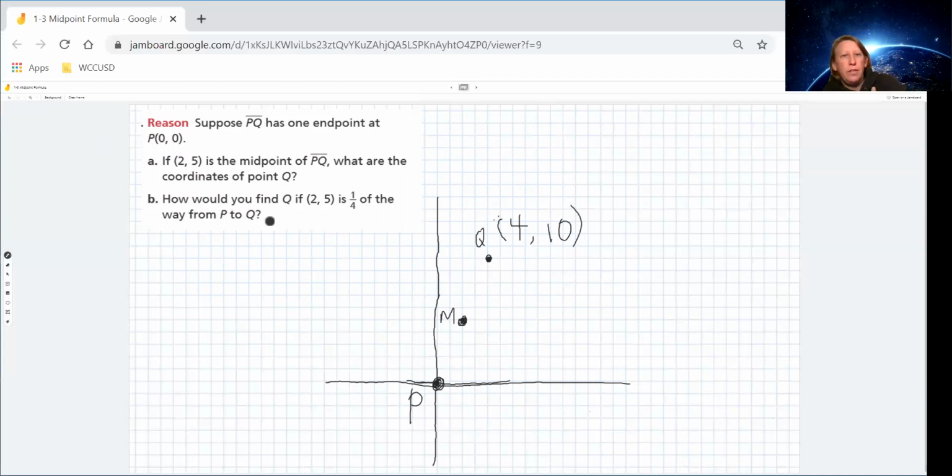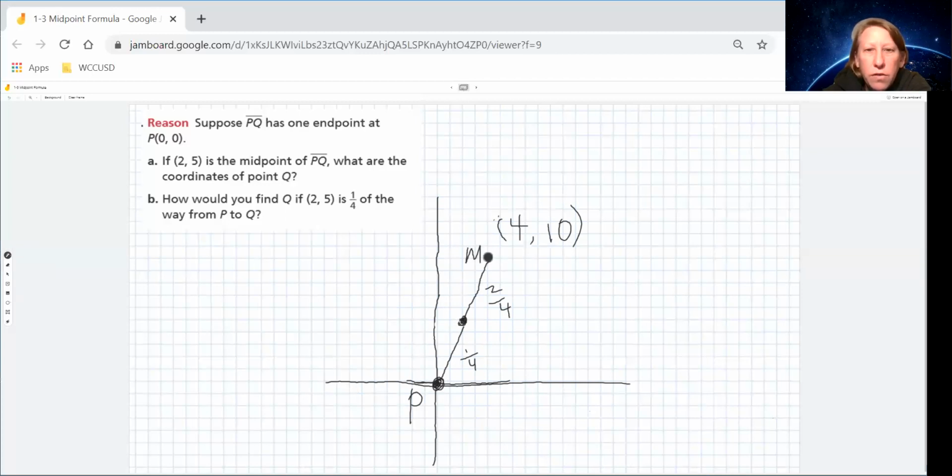Okay, how would you find Q if 2, 5 was only 1/4 of the way? So this wasn't the middle point, this was a quarter of the way. So this is going to be a really long line segment, isn't it? It's going to be way bigger. Okay, so this is only 1/4 of the way. I'm going to draw it this way. This is 1/4 of the segment. And then if I did that again, that would be 2/4. Okay, this would not be point Q anymore. This would now be the midpoint, because 2/4 is half, isn't it?